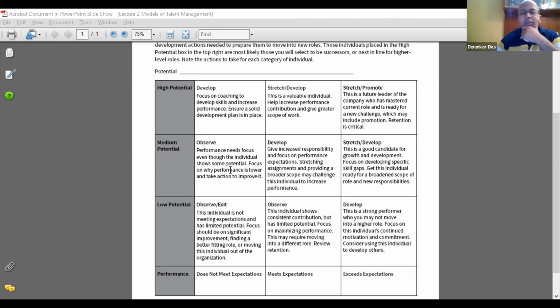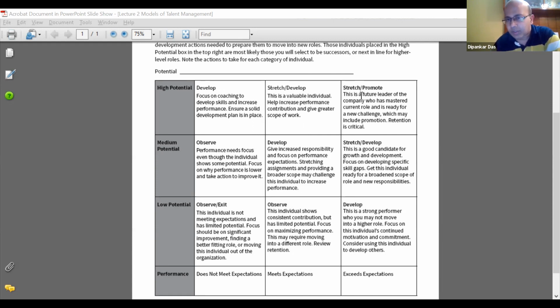Next would be medium potential. People who do not meet expectations on performance but have medium potential, they could be observed. People who are okay with performance and potential is medium, they can be developed. People whose performance is very good and potential is medium, they need to be stretched. And lastly, the row on top, where performance does not meet expectations, but the potential is very high. So somebody who may not be performing today, but their potential is very high, you need to develop them. Somebody who is performing well, but their potential is even higher, these people you need to stretch.